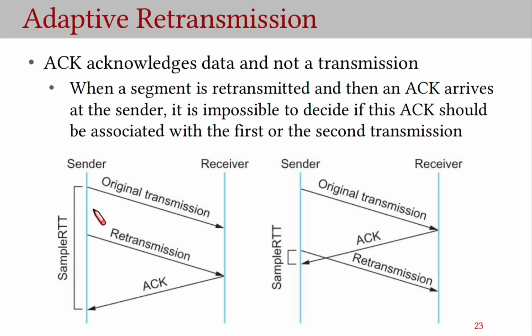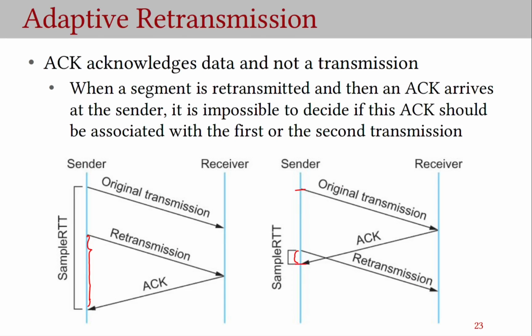So if the sender associates this ACK with the original transmission, then this actually is an overestimation of round trip time, because round trip time is only this much. On the other hand, in this case, there is an original transmission followed by an ACK, but the ACK was delayed and therefore there was a retransmission. And so if the sender associates this duration as the round trip time, then this actually underestimates, because the actual round trip time is this much.